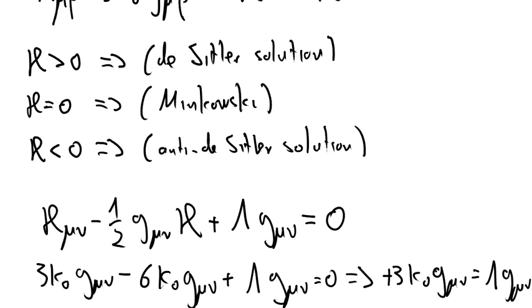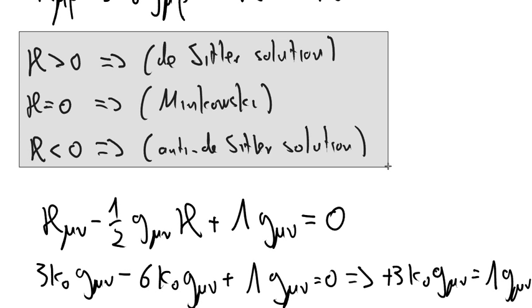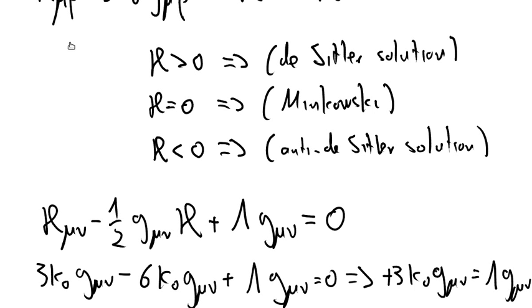So I could just write this with the cosmological constant. Well, of course, in this case, this is just vacuum with zero cosmological constant, and this is with the negative cosmological constant.